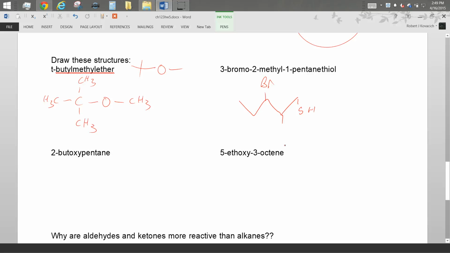Okay, so when I'm doing the IUPAC name for an ether, I treat that ether kind of as a side chain. So what do I have? I've got a pentane. So 2, 3, 4, 5. And what do I have attached to it? On carbon number 2, there's an oxygen. And what's attached to that oxygen? 1, 2, 3, 4.